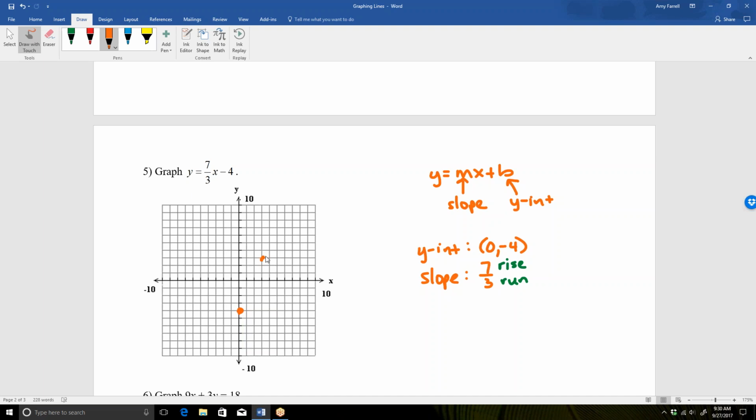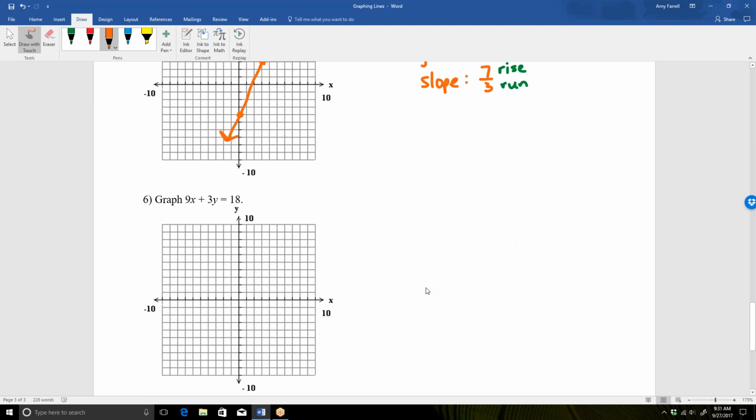So I went up 7, right 3, because of my slope being 7/3. And then I'll draw my line. Make this point a little darker there. There we go. That would be the graph of y equals 7/3 x minus 4.